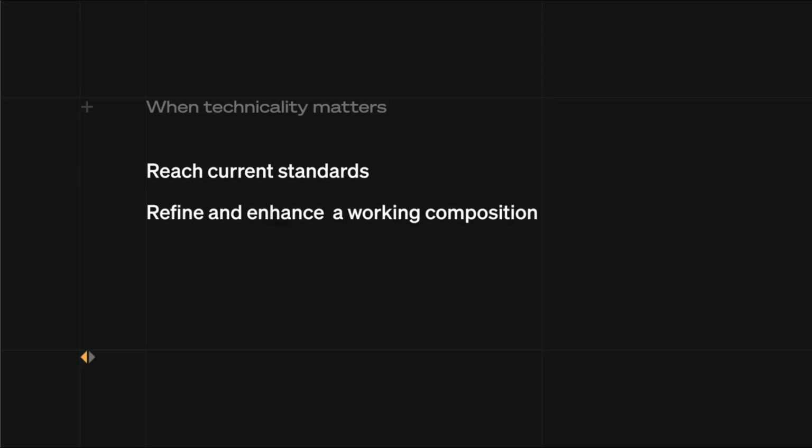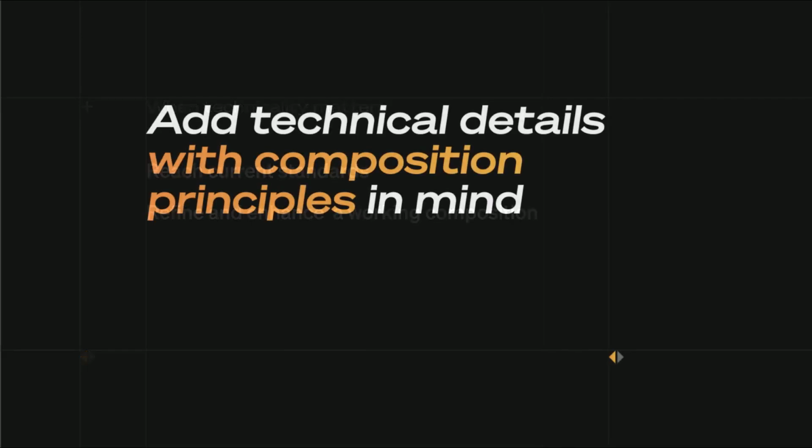The second moment when the technical accuracy becomes important again, though, is once your broad composition principles and general details are in place. Then it is true that refining materials, adding details and the like can enhance the final perception of the image. One thing I want to mention, though, is that those details need to be added while having composition principles in mind. What do I mean by that?